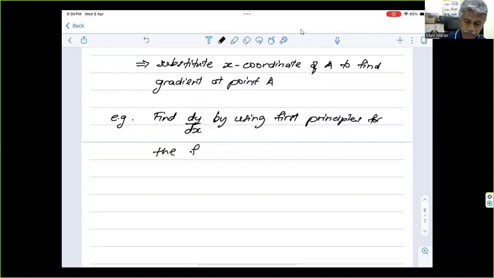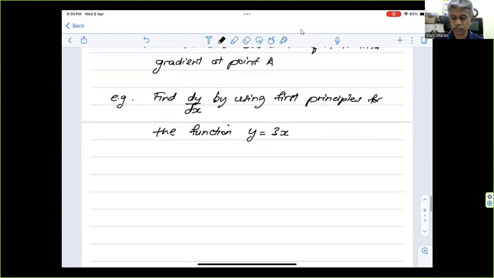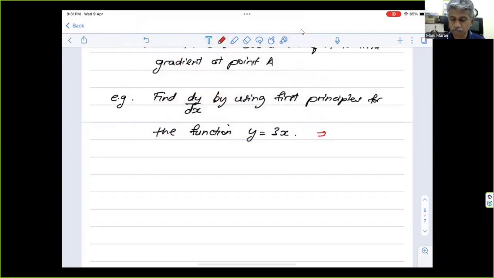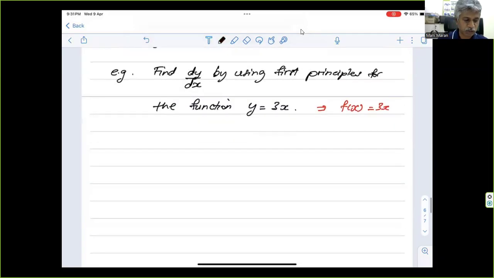For the function, you are given a very simple function, y is equal to 3x. When they write it like this, it means that f of x is equal to 3x. Okay, so that is the meaning. You're asked to find dy dx using the first principle.